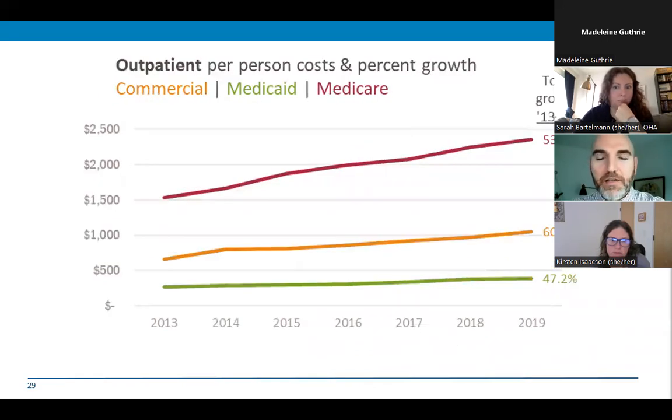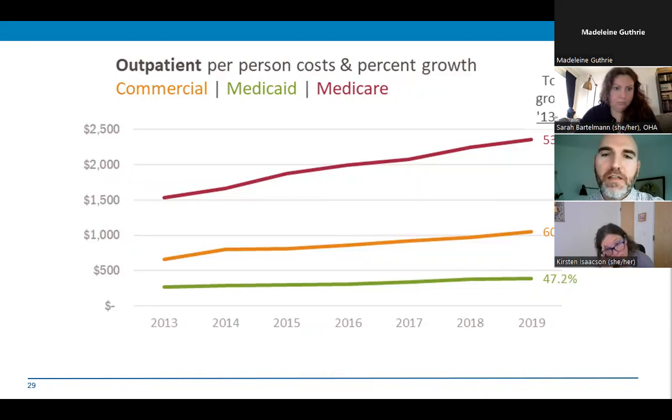It's a similar story. Medicare pretty high up, commercial in the middle, and Medicaid at the bottom. I like looking at both the dollar amount on the left-hand side, but also the total cumulative growth from 13 to 19 on the right-hand side. So Medicare grew 53.5%, commercial even more at 60.6%, and then Medicaid the lowest at 47%.